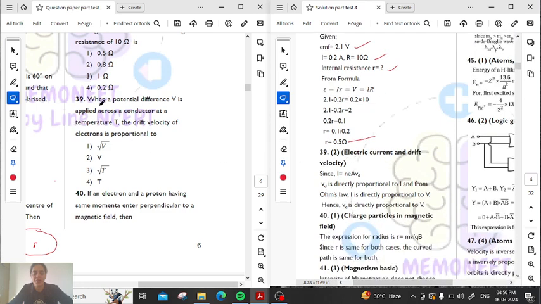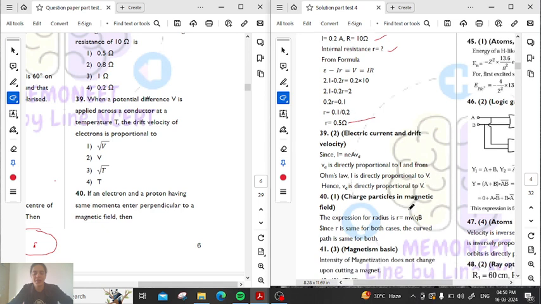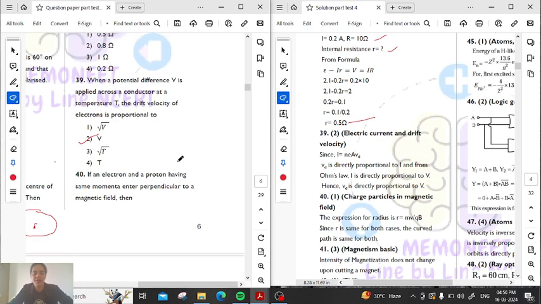Next question, 39th. When a potential difference V is applied across a conductor at the temperature T, the drift velocity of the electron is proportional to what? So in that case, we know that the formula for the drift current is I is equals to NEAVD, right? I already told you earlier, अगर आपकी कोई चीज़ बिल्कुल सामने न्यूमरेटर में है, they are friends, है ना. So that means VD is directly proportional to I, and from Ohm's law, I is directly proportional to V. So that means VD जो होगा हमारा वो V के directly proportional होगा. That means it is simple V. Option number 2 is the correct answer.